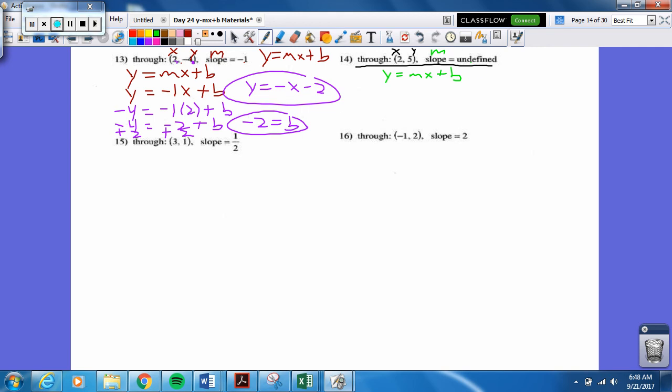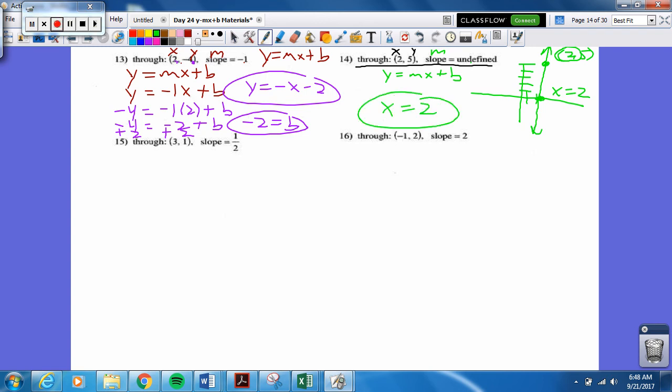Slope is undefined. What does that mean? Well, my point here is 2, 5. So undefined slope means that the line goes vertically like this. Make sure you're drawing this picture. And so where does it touch the axis? At x equals 2, because this is 2 for the x right here. So my answer is just going to be x equals 2. Done. I don't have to do any of that stuff.